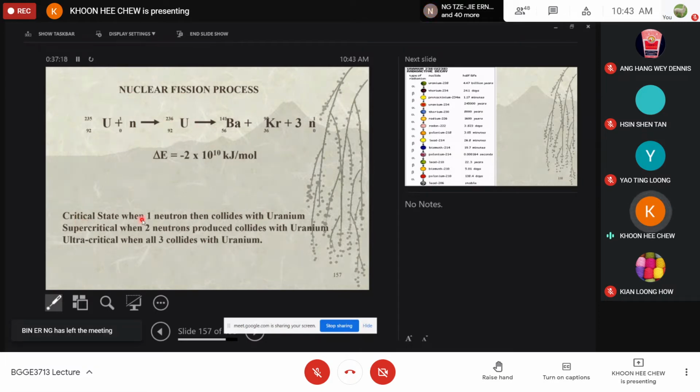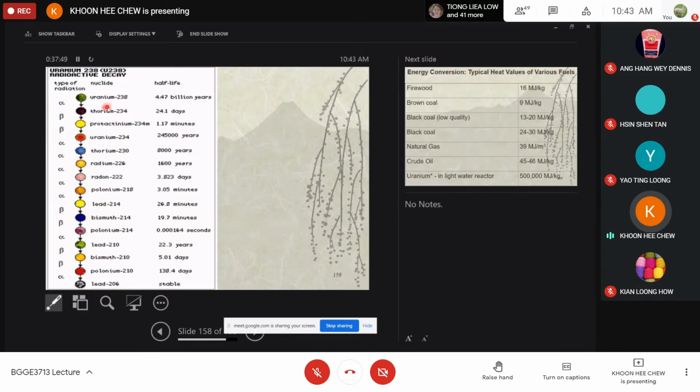Critical state is when one neutron collides with the uranium. Supercritical is when two neutrons collide with the uranium, and ultra critical is when three neutrons collide with the uranium. Yeah, but the problem of this nuclear energy is that the material has a very long half-life. Half-life means, if you want to reduce the mass, for example, from 10 gram to 5 gram, how long do you need to take? Okay, now let's look at some of the uranium. Yeah, some of the metals. You see, uranium 238. You want to reduce the material from 10 gram to 5 gram, it needs to take 4.47 billion years. It's very high, isn't it?